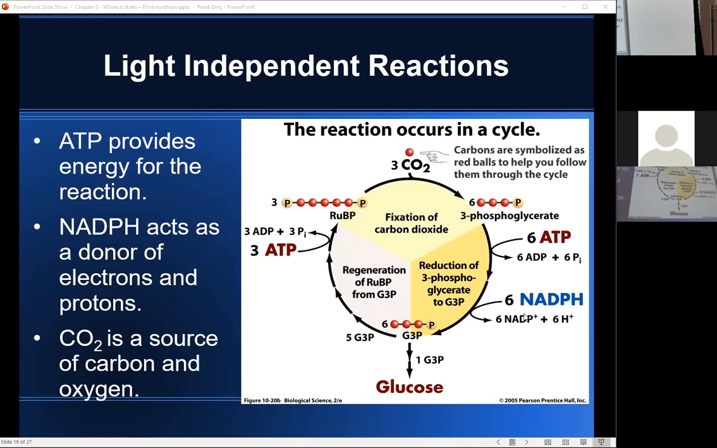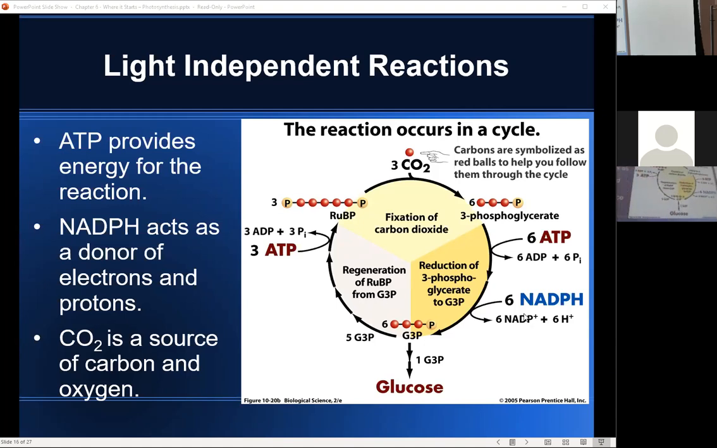Okay, so in the light-independent reactions, ATP provides energy for the reaction. Remember, this is biosynthetic, this is endergonic, so we need to put energy in. We need something to drive these endergonic reactions forward. In this case, it's going to be ATP from the light-dependent reactions. NADPH acts as a donor of electrons and protons. The electrons and protons from NADPH are going to help us make glucose from CO2 and water.